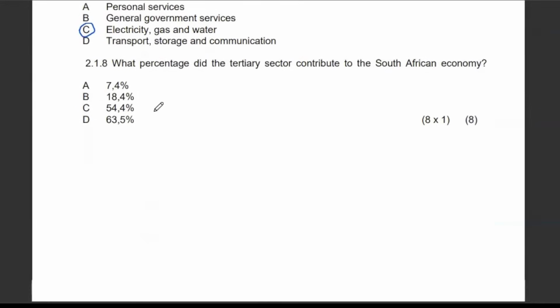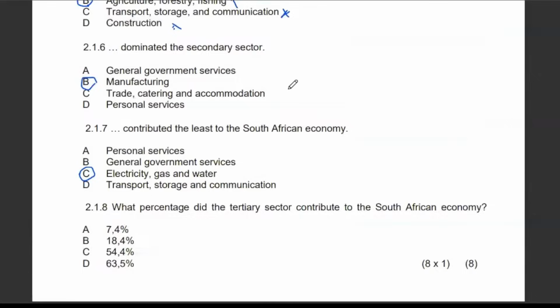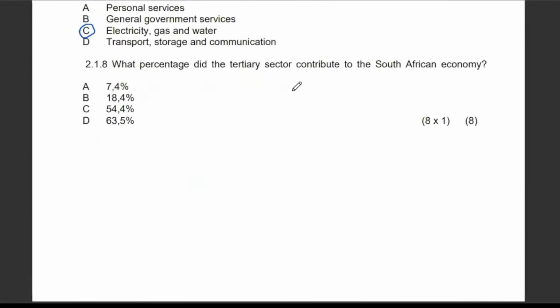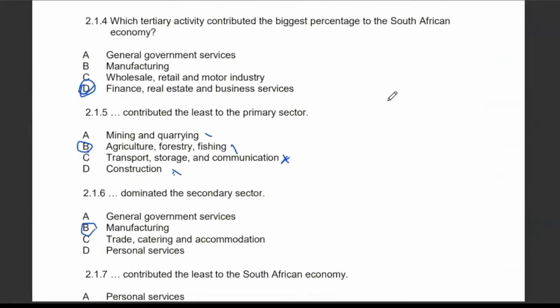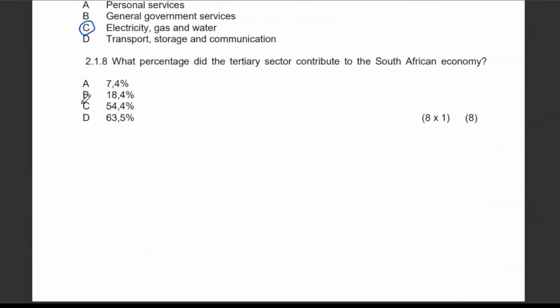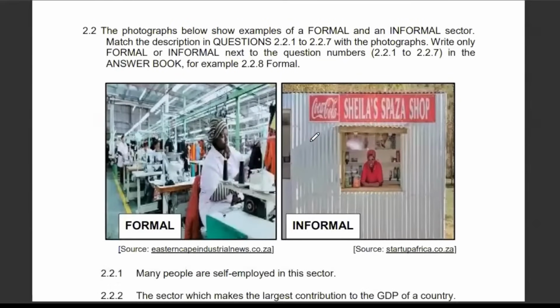Right, move on to 218. What percentage did the tertiary sector contribute to the South African economy? We need to analyze and look at the tertiary sector and see how much it contributed. We have to add up the percentages of the tertiary sector. If we add them correctly and identify them correctly, we are going to get a response of 1.18.4, which is B. Right, that takes us to the end of the first part of question number 2, which is question 2.1. We are moving on to 2.2.